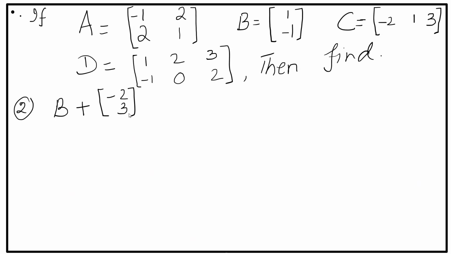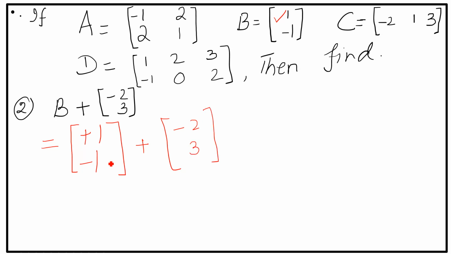Second question is B plus this. You have 4 matrices given. You have to add B plus this matrix. So where is B? B is positive 1, negative 1. This one. This is B. Okay. What is the first thing? First you have to check the dimensions. So see, 2 rows, 1 column, 2 rows, 1 column. These are conformable for addition. You can add it. This one will add with this minus 2, corresponding entries.